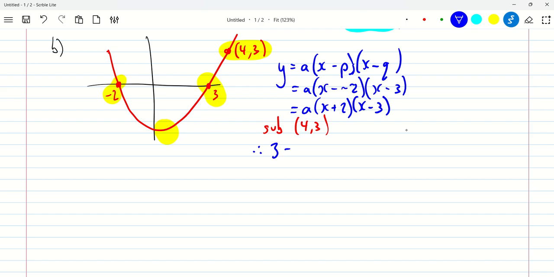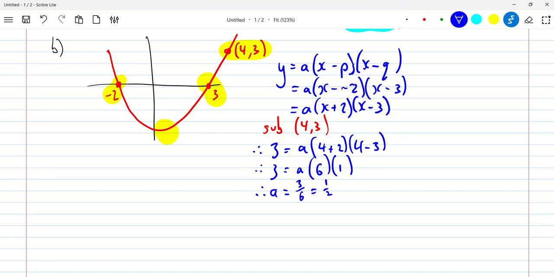What do we get? The y value 3 is equal to a, and we're going to sub in x equals 4. So it's going to be 4 plus 2, 4 minus 3. Therefore, 3 is equal to a times 4 plus 2, which is 6, times 4 minus 3, which is 1. So that's just 6a equals 3. Divide by 6, so a is equal to 3 over 6, which is a half. Therefore, putting a equals a half back into my original equation, my final equation is y equals a half (x plus 2)(x minus 3). And that's it.